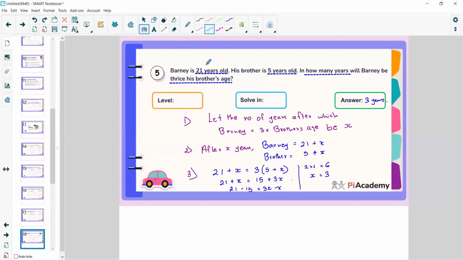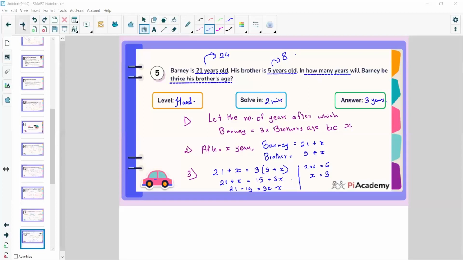What is Barney's age after 3 years? 24. How old will his brother be after 3 years? He would be 8. Isn't 24 3 times 8? Right? That means after 3 years, Barney would be thrice his brother's age. Again, it's not conventional. It's a little hard problem. The logic is the main thing which you need to understand. Assigning the number of years as x. And it can be solved in 2 minutes at the max.